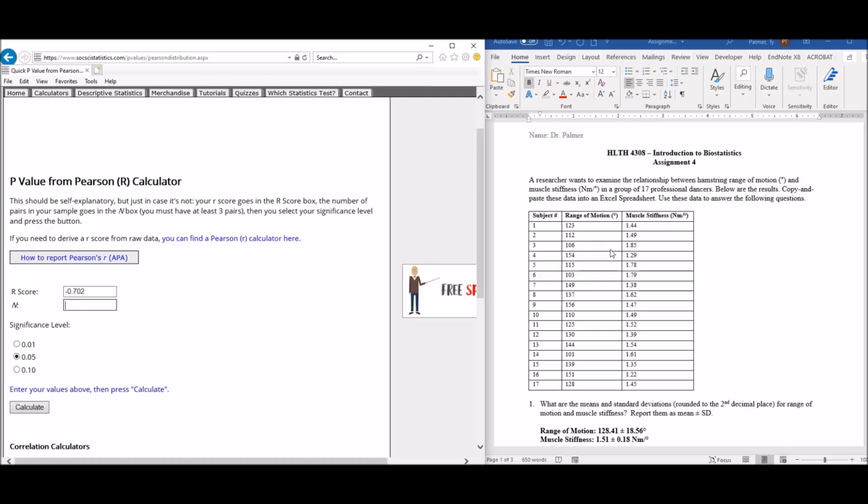A pair of scores: one range of motion score and one muscle stiffness score for each subject. It talks about this in PowerPoint 7, so again, I encourage you to read and study that carefully. For each subject we have a pair of values.